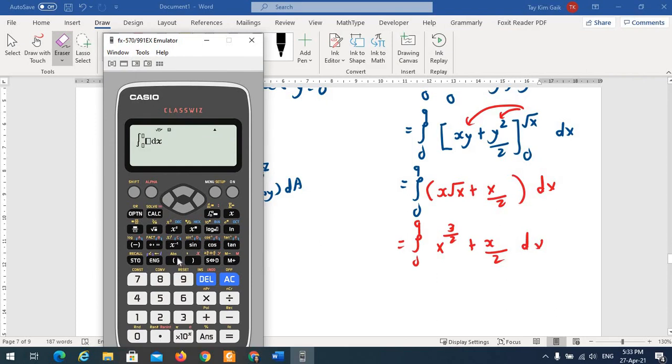So integrate x power 3 over 2 plus 8 from 0 to 9. So we get the answer over 7.4, over 7.5.